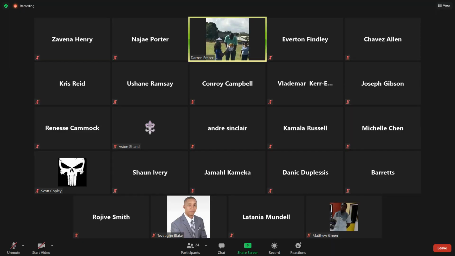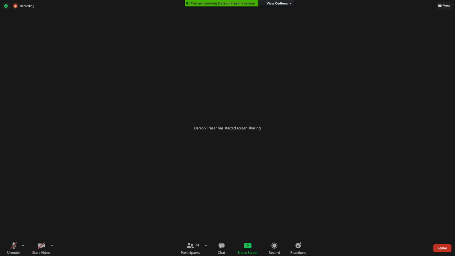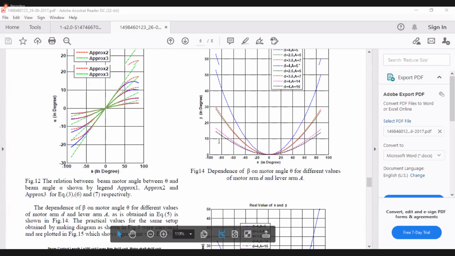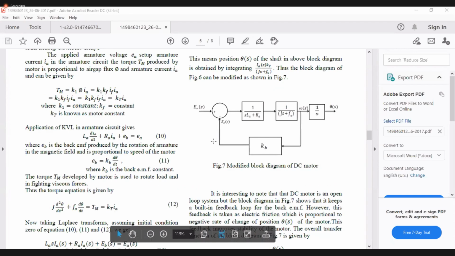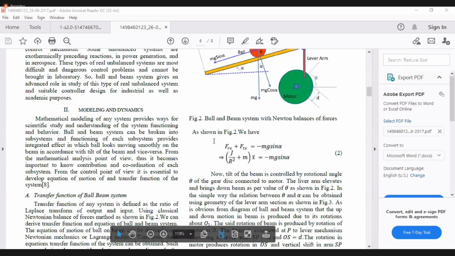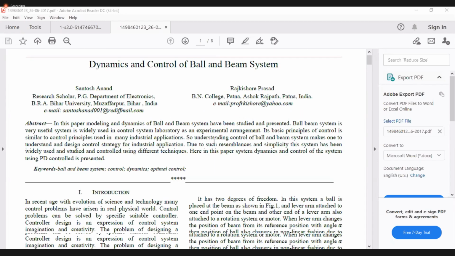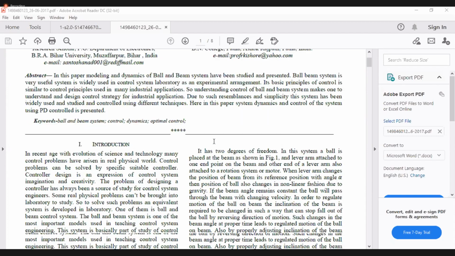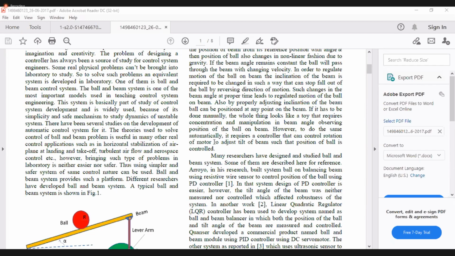All right, so here's the other paper. I'm going to send the paper in the group and we're going to have a week by week discussion. This is another paper written by another set of authors. The thing about it is the ball and beam system. So I'm going to post in the group the video of the ball and beam system.